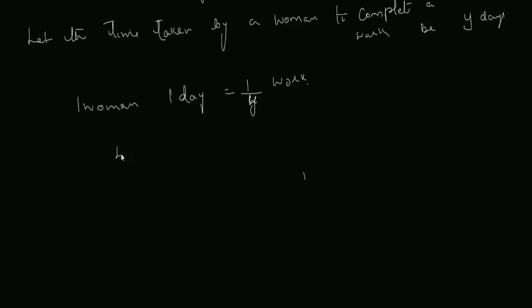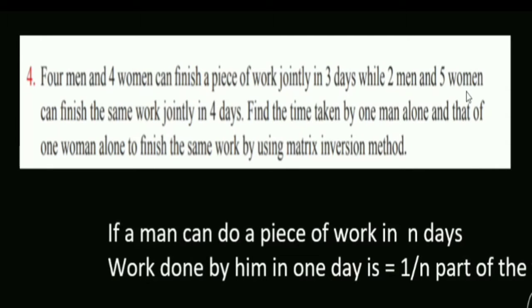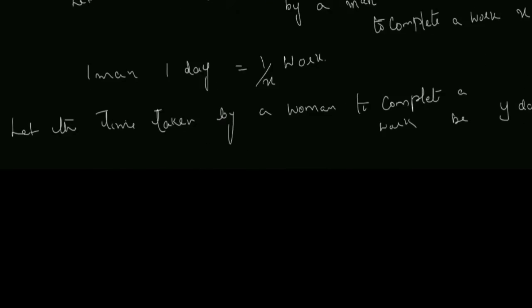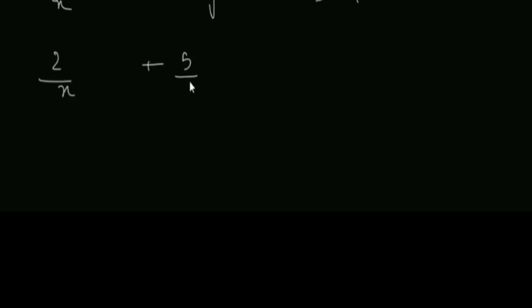So the first equation is 4 by x plus 4 by y. That is the work 4 men do in 1 day, 4 women do in 1 day, and the total work completed by them is 1 by 3rd of the total work, because they are working for 3 days to complete the work. Similarly, the second equation is 2 men and 5 women can complete in 4 days. In 1 day, how much work? 2 by x plus 5 by y is equal to 1 by 4.